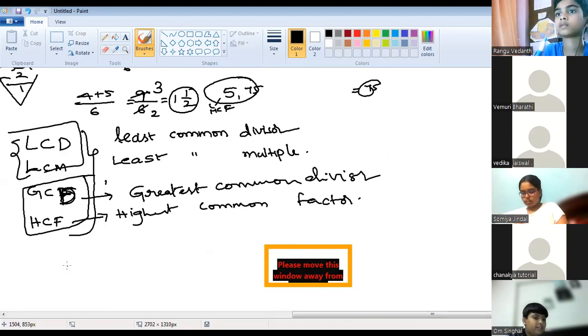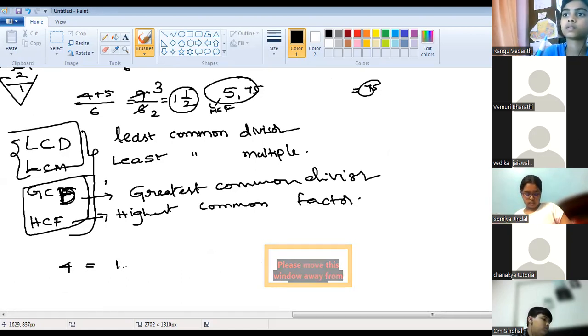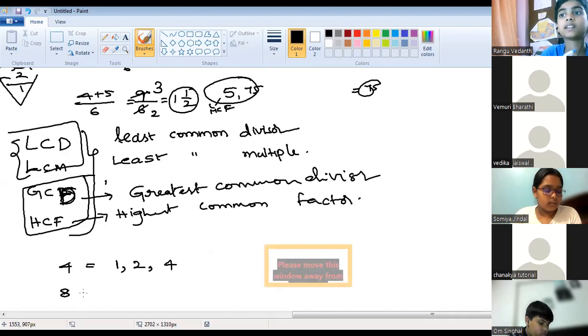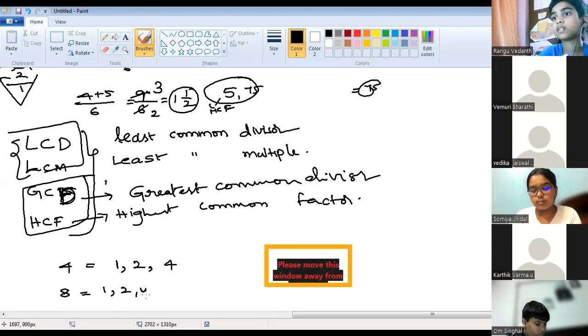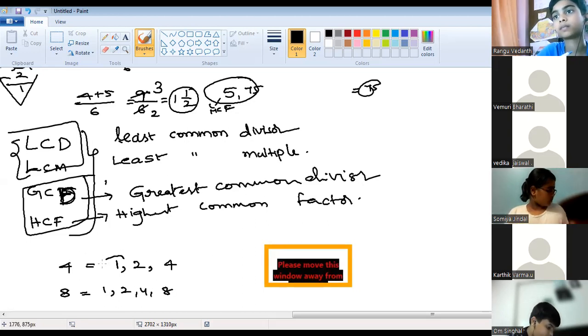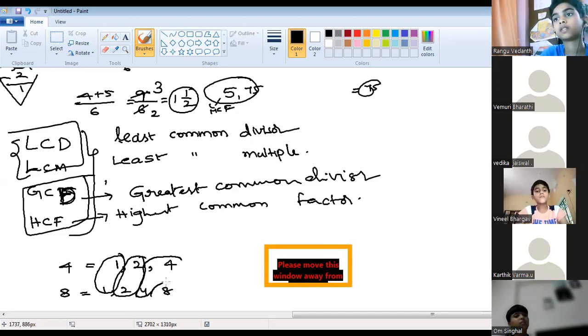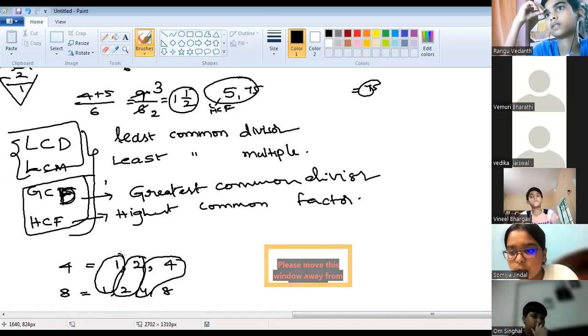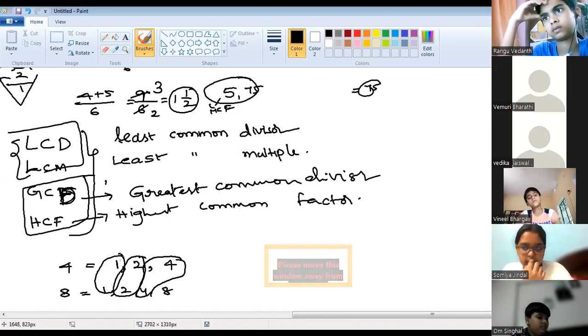Suppose I ask the question: what are the factors of 4, my dear children? 1, 2, 4. And what are the factors of 8? 1, 2, 4, 8. What are the common factors here? 1, 2, 4. Which is the least common factor? 1. Which is the greatest common factor?